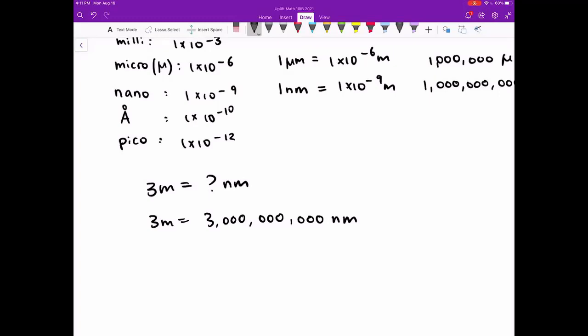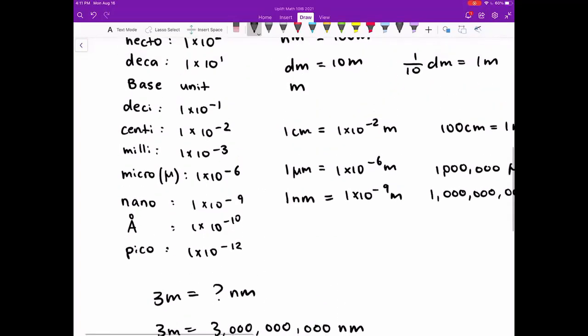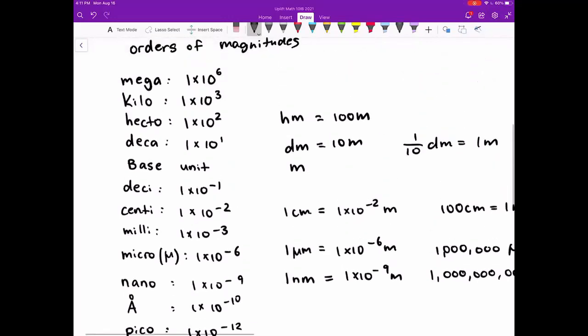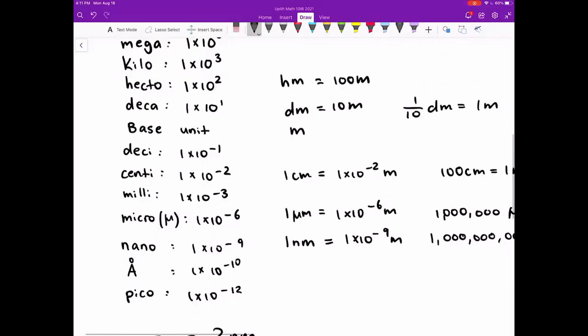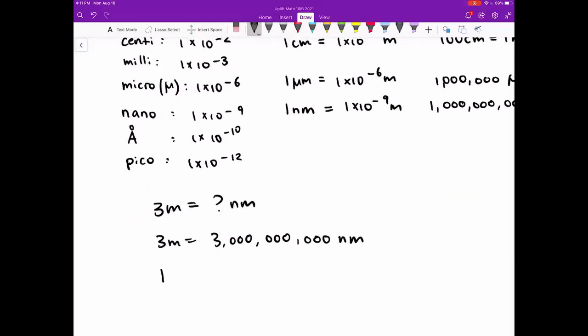Should we do another one? Yeah, we should do one between two different orders of magnitude, like milli to nano. Okay. Yeah, that works. So like 12 milli to nano. You can do 1 milli first. 1 milli equals how many nano?